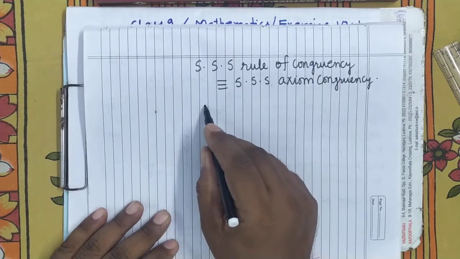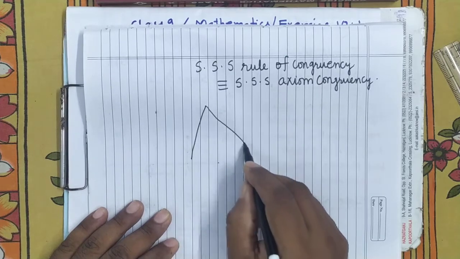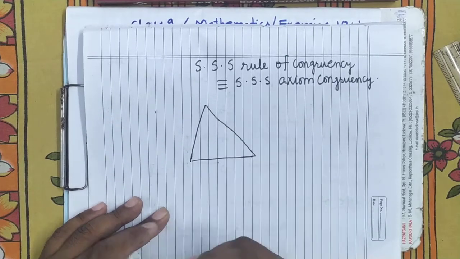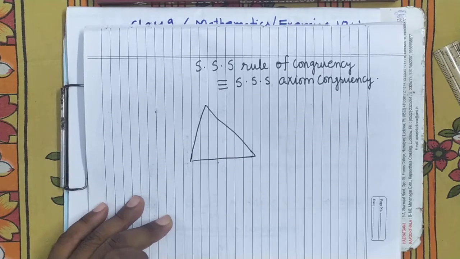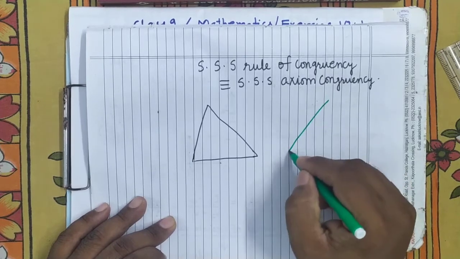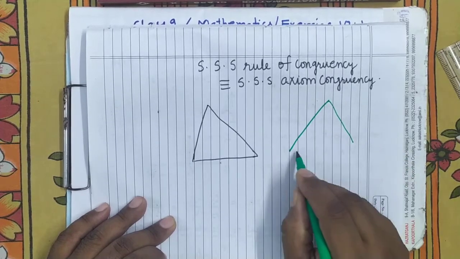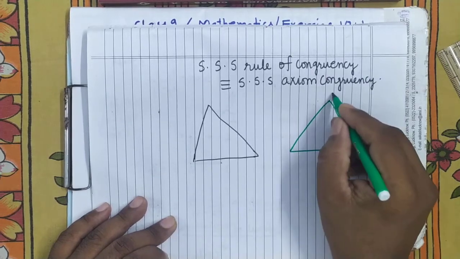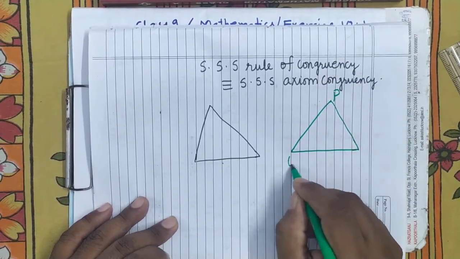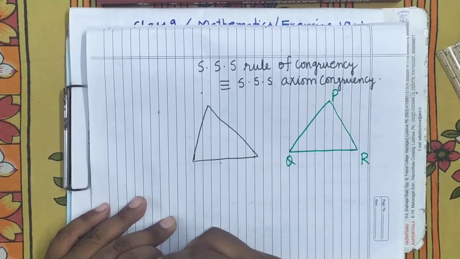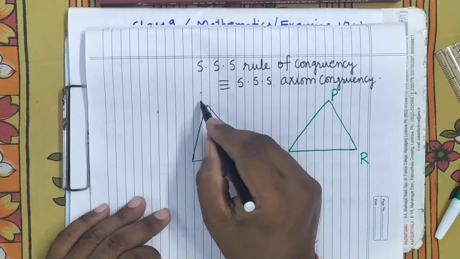If three sides of one triangle are equal to the three sides of the other triangle, then both the triangles will be congruent. Here you can see three sides of one triangle are equal to the three sides of the other triangle. This you can name P, Q, R, and here this is A, B, C. It's clear?